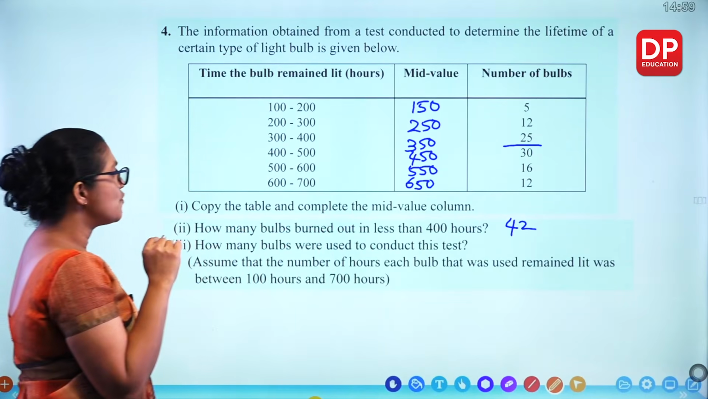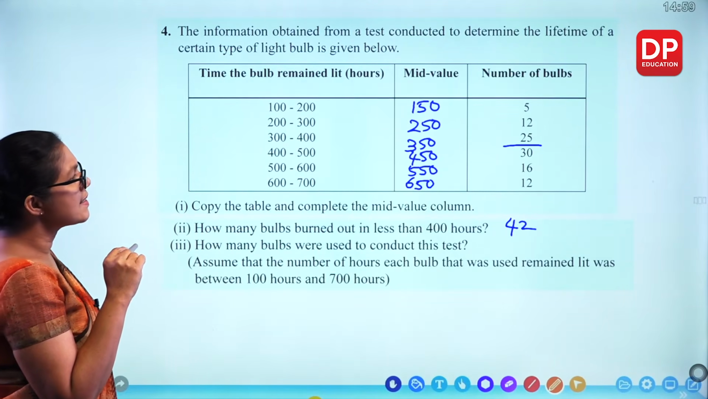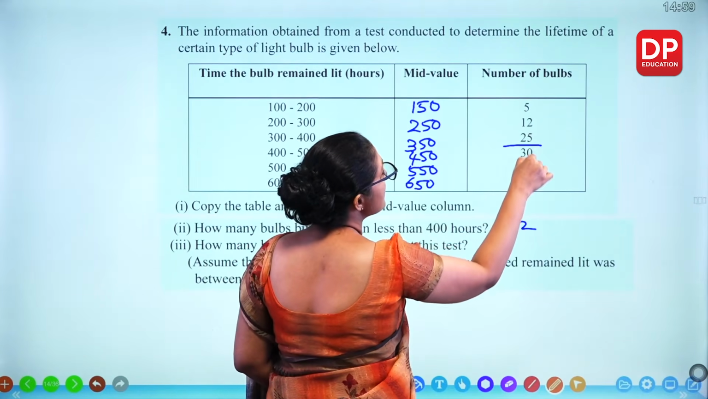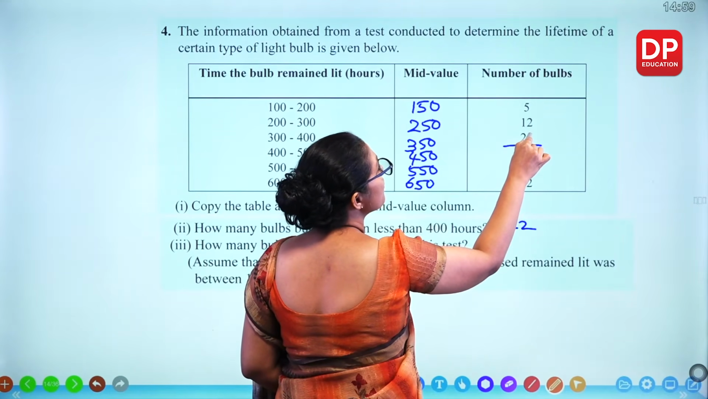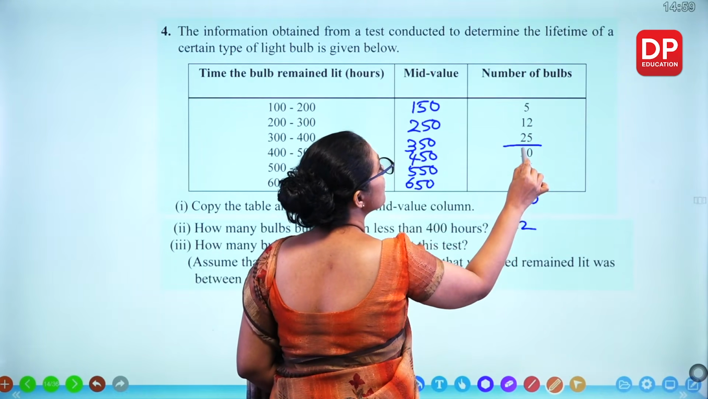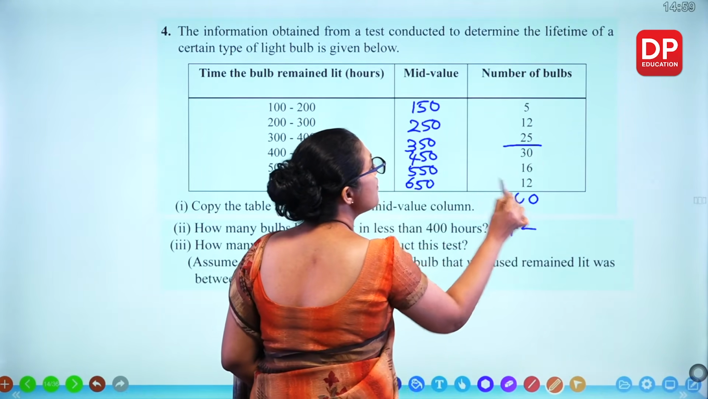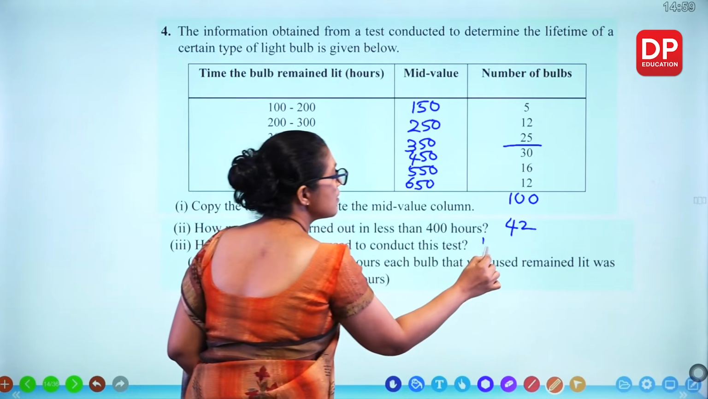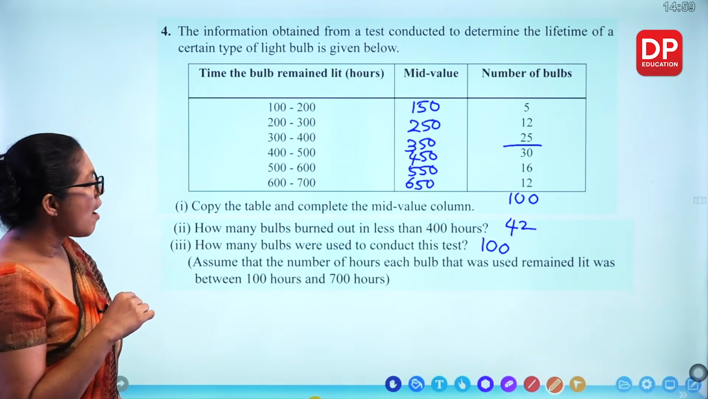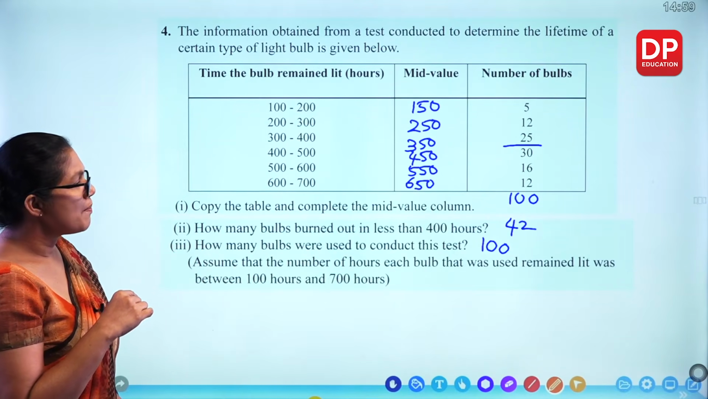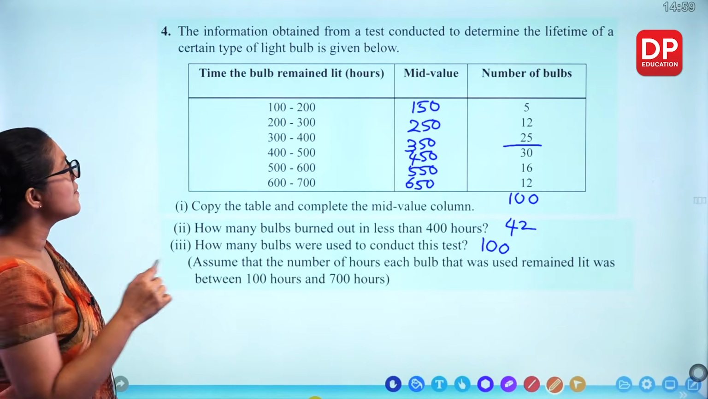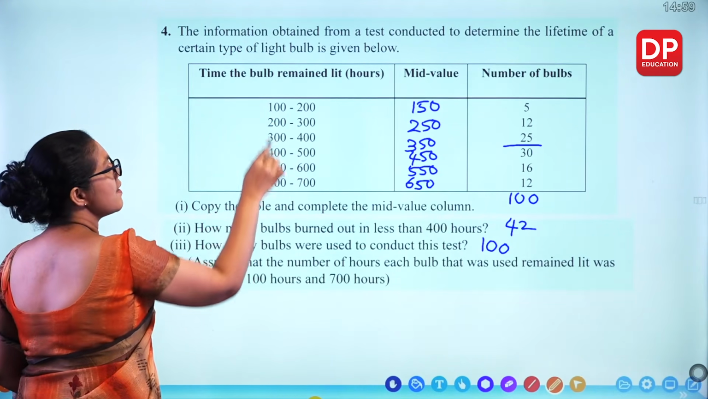How many bulbs were used to conduct this test? That's the total number of bulbs. Add and see. 100 bulbs are taken for this test. Assume that the number of hours each bulb remained lit was between 100 hours and 700 hours. So that's the data set given.